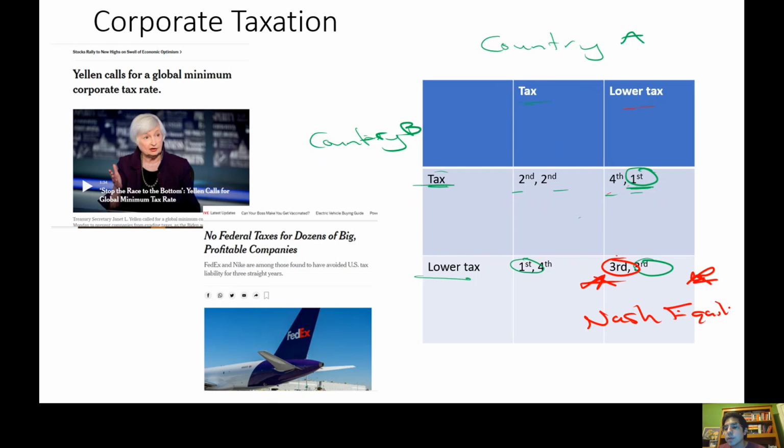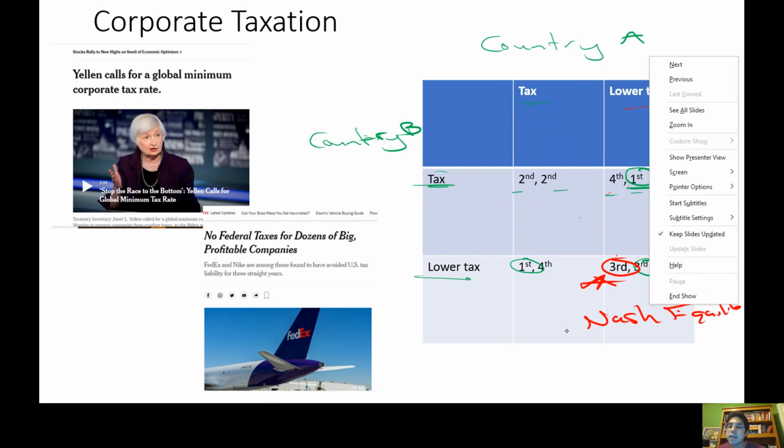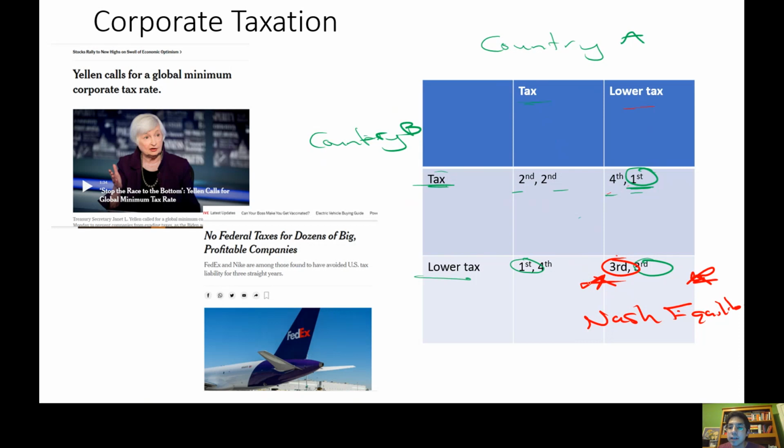That's a situation in which each player is playing the best response to the other player's strategy, and there's hashtag no regrets, right? Country A, for instance, doesn't regret lowering their tax because country B lowered their tax, and if they had decided to raise their tax, they would be in the 4th best position, right?